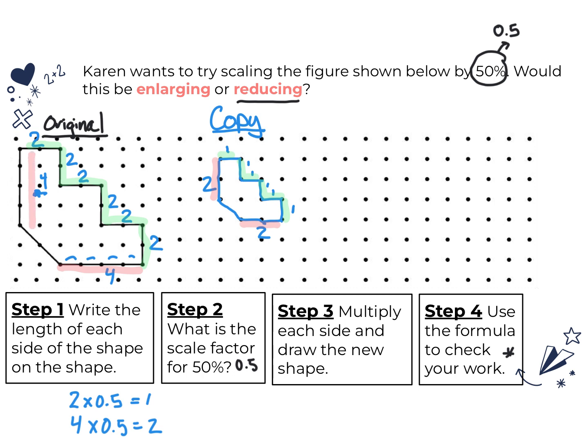Okay, so let's go ahead and use our formula to check our ratio. Let's start with the green. I have 2, nope, that is not right, because we do not want to start with the original, you guys. It's so easy to make that mistake.